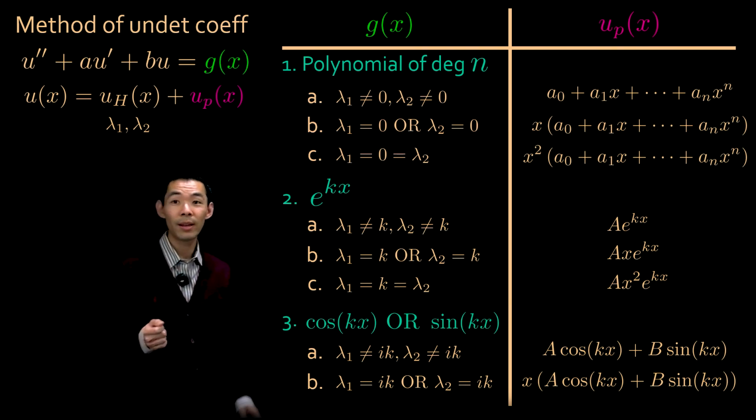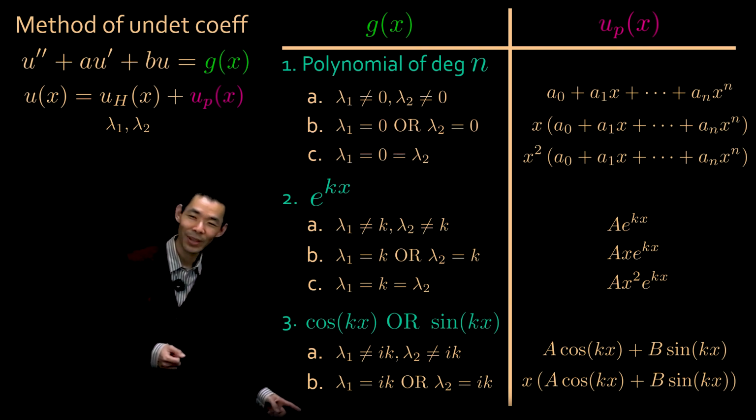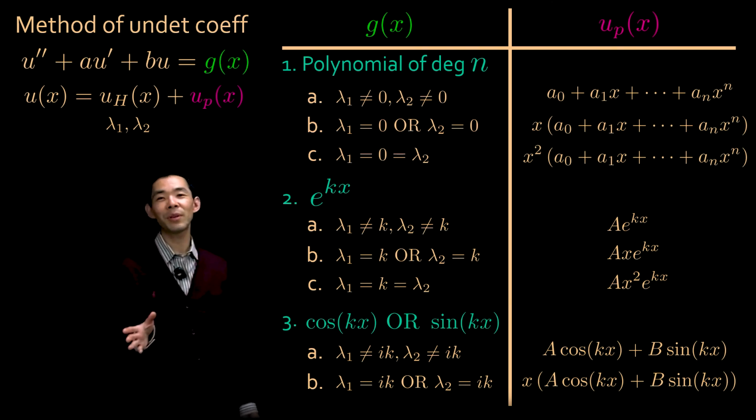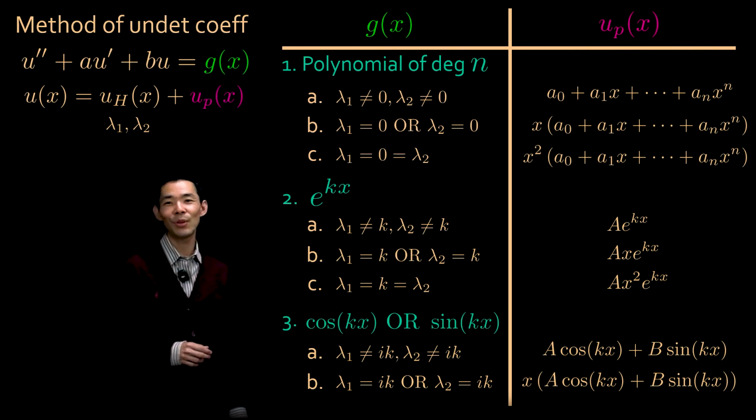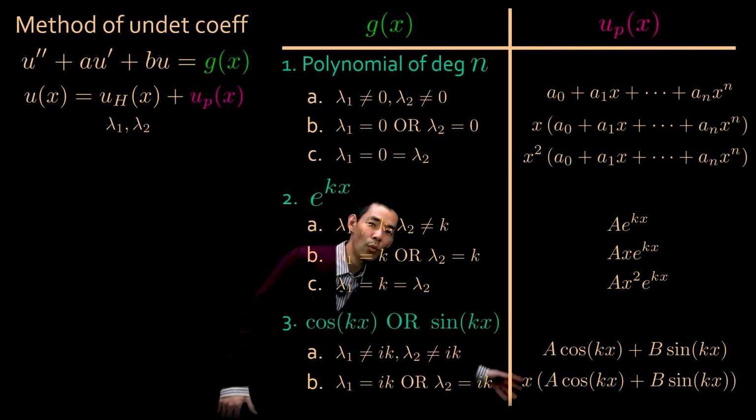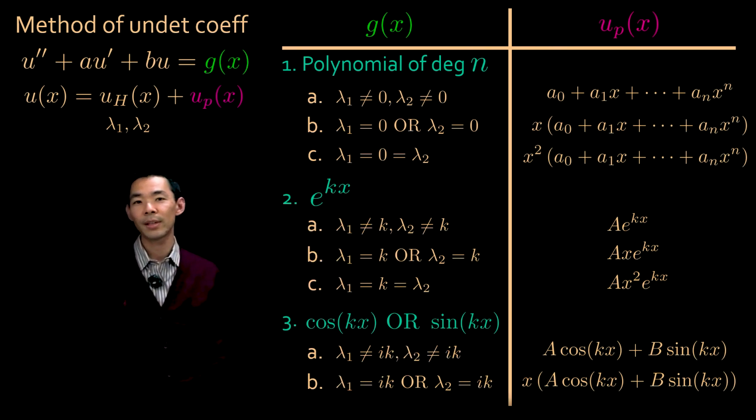Some of you might be wondering, what about case 3, or case C in this case? There is no case C. When you have exponential roots like this, you can never have it equal to ik. You can never have a double root like that. So in this particular case, these are the only two situations you need to consider for your particular solution.